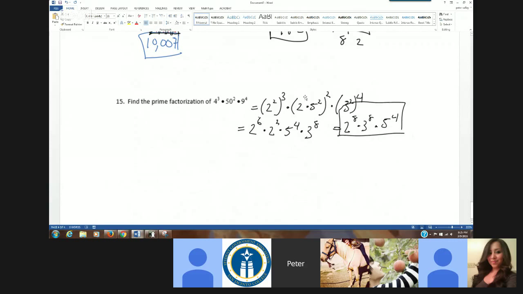So again, using our exponent rules, we can distribute the exponent into each number, so that gives us a 2 squared and a 5 to the 4th. And then the 9 is just 3 squared to the 4th. That gives us 3 to the 8th. And then again, I want to use exponent rules to combine all my common bases together. So 2 to the 6th and 2 squared, 6 plus 2 gives us 8. 3 to the 8 is already done. 5 to the 4 is already done. So you're going to see a problem like this where you have to break up each individual number into its prime factors and then use exponent rules.